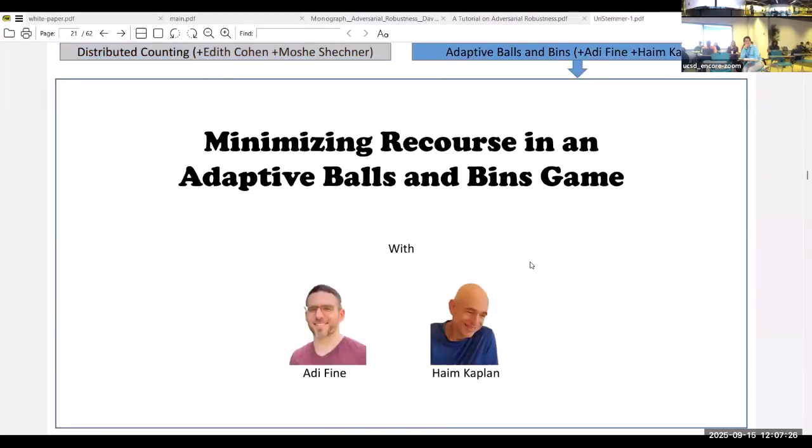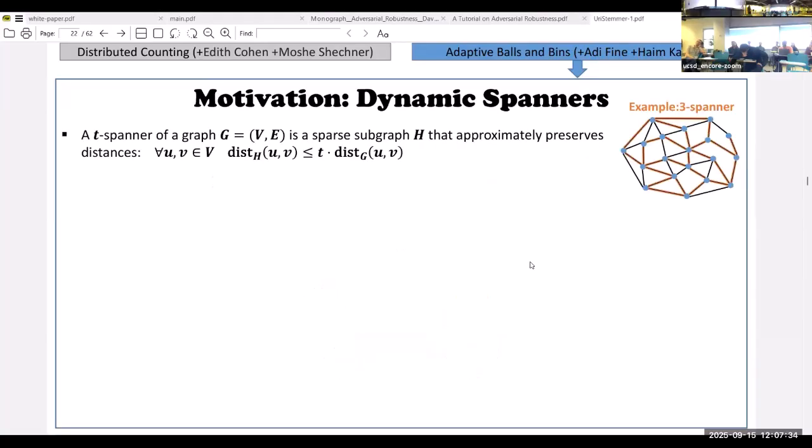So the next work is joint with Chaim Kaplan and Adi Fine. And before reading the title of this paper, let me tell you the motivation behind this line of work. Okay, so what is a graph spanner? A spanner is a subgraph of G, which is supposed to be sparse, but nevertheless preserves distances approximately.